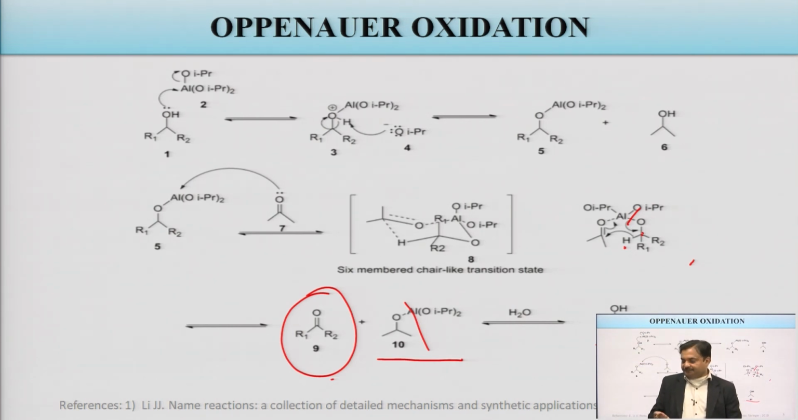The second thing, it is just the opposite of the MPV reduction. If we do not take the ketone in excess, then the reaction will go in the opposite direction. So in place of oxidation, reduction occurs.